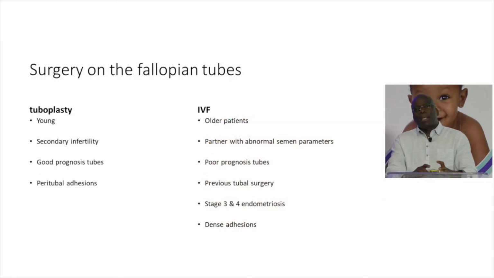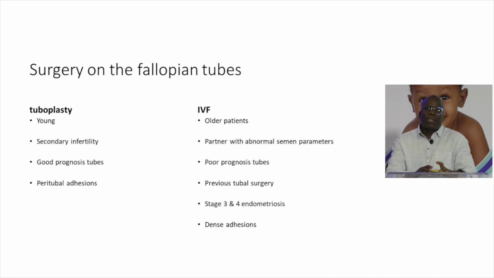So once the tubes are damaged, there are 2 management options to go around that. The first is we go operate the patient, or we bypass the tubes and do IVF. Now, there are specific indications as to when should we do surgery and when should we do IVF. Now, tuboplasty or fixing the tubes is ideal in the young patients, in those patients with secondary infertility, in those patients with what we call the good prognosis tubes. In other words, the fallopian tubes are not badly damaged. They are damaged, but they can be fixed. And where there's peritubal adhesions in stage 1 or stage 2 endometriosis.